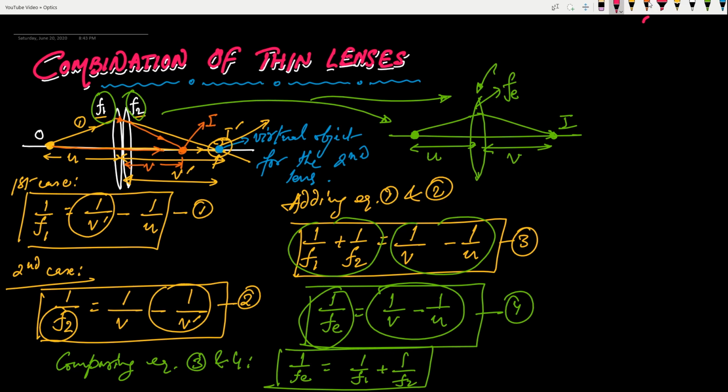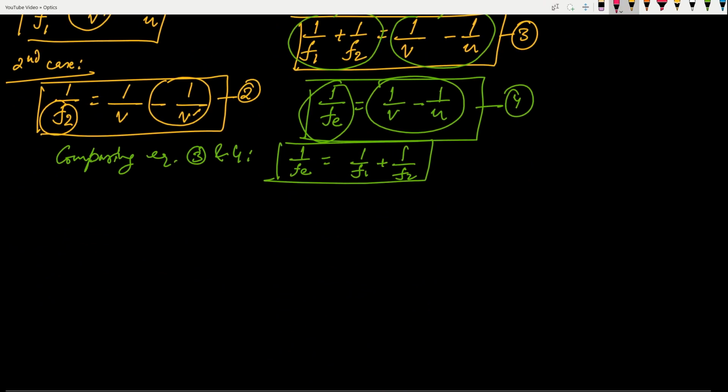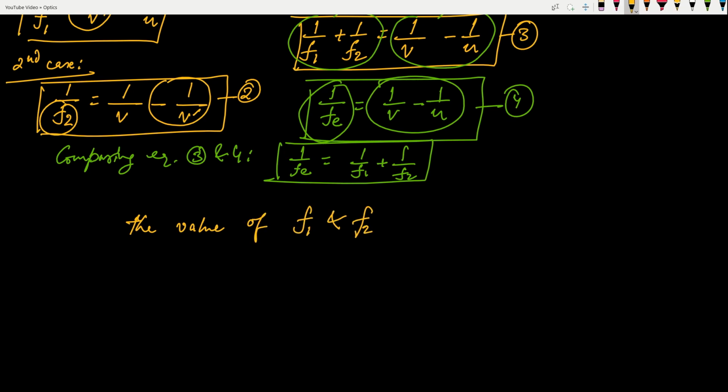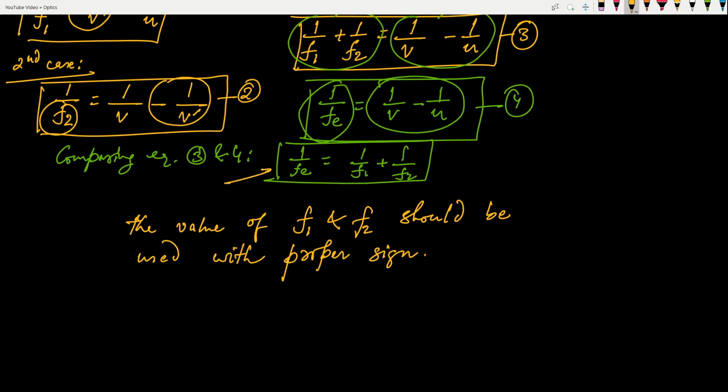Now the important thing that you need to understand for this formula, let's dissect this formula in order to make things more clear, is that the values of f1 and f2 should be used with proper sign. I've taken into account here in this example both lenses as convex lenses, but the formula will remain the same for any lenses, whether convex or concave. The equivalent focal length will be equal to 1 by f1 plus 1 by f2.